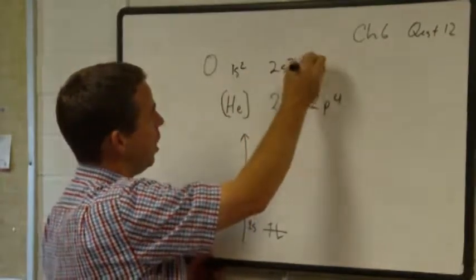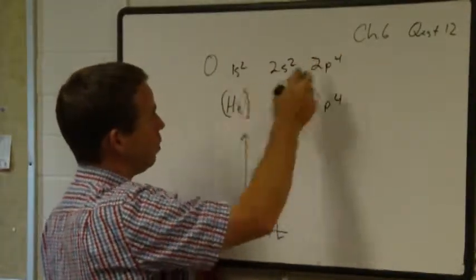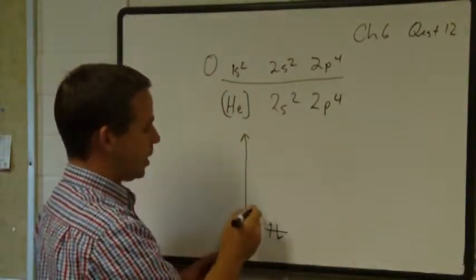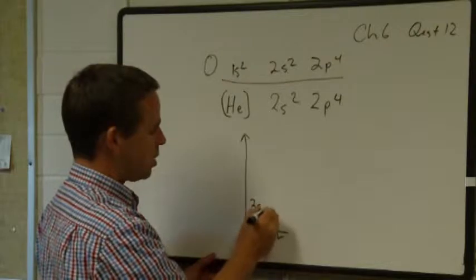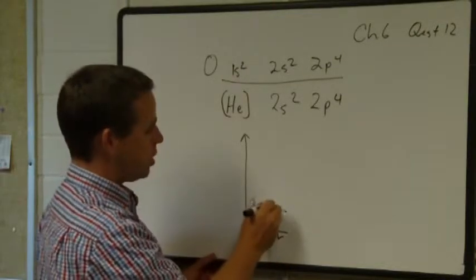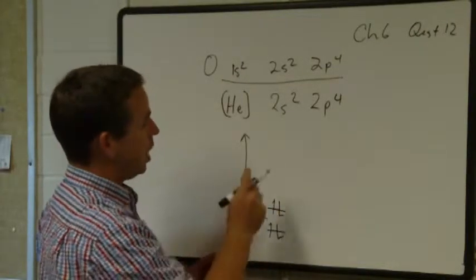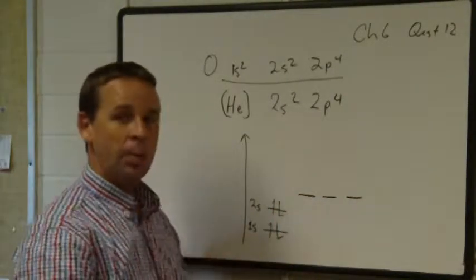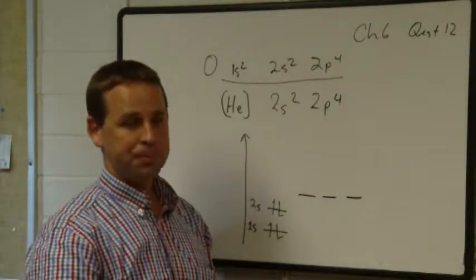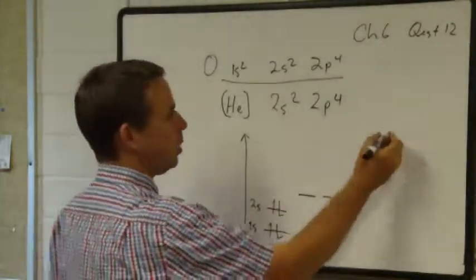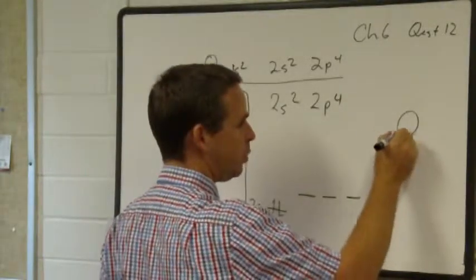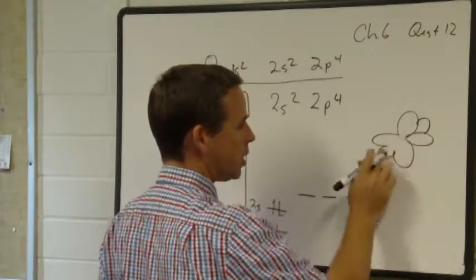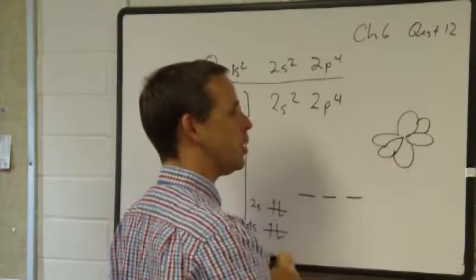I'll write the non-condensed form, non-noble gas core form right here above it. 1s2, 2s2. So the next electrons have to be in the 2s, and there's 2 electrons there, 2s2. And the next electrons have to be in the 2p. Now the 2p, how many orbitals are there in the 2p? Well, I don't know if you remember, but there's the px, the py, and the pz. Right? So pz actually kind of sits in front there a little bit.